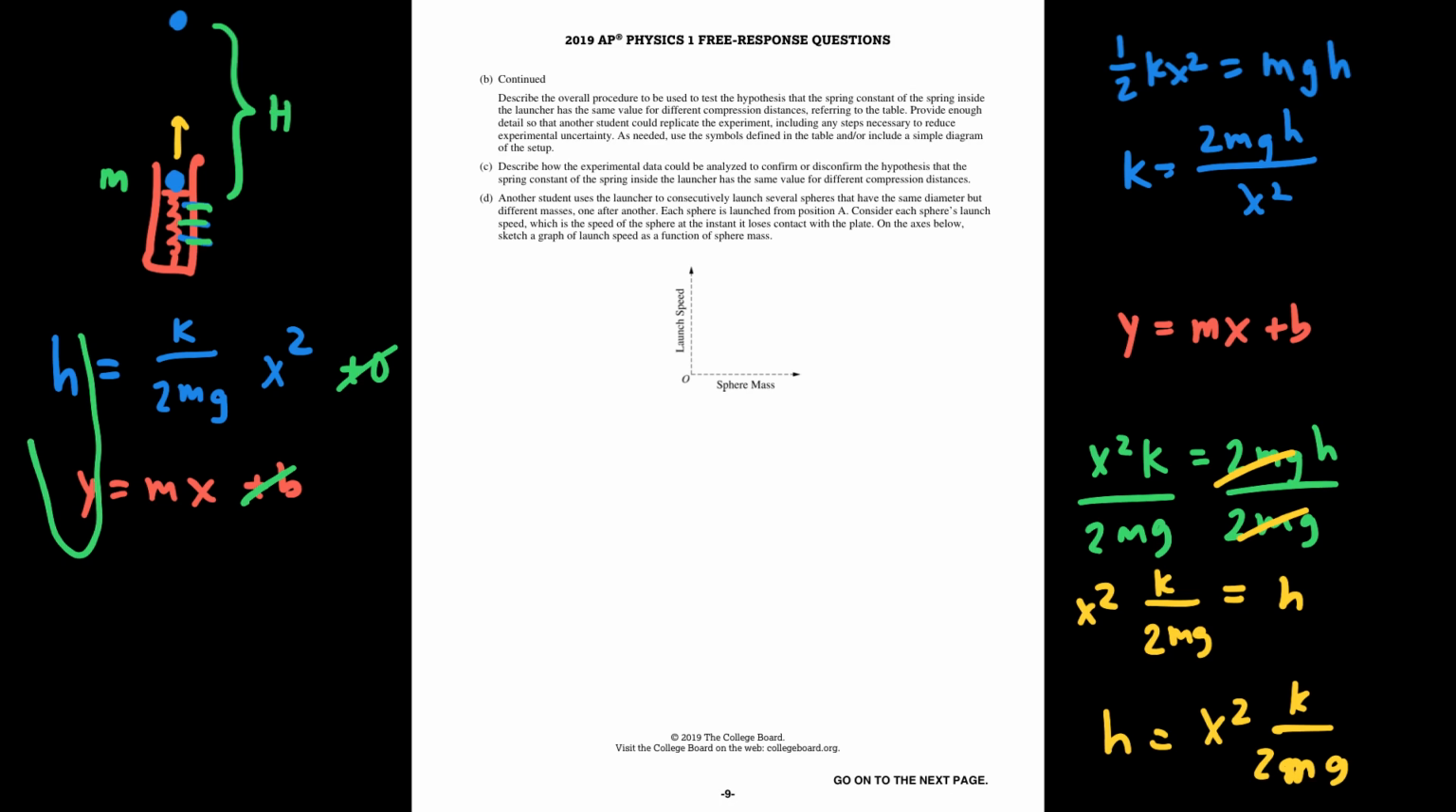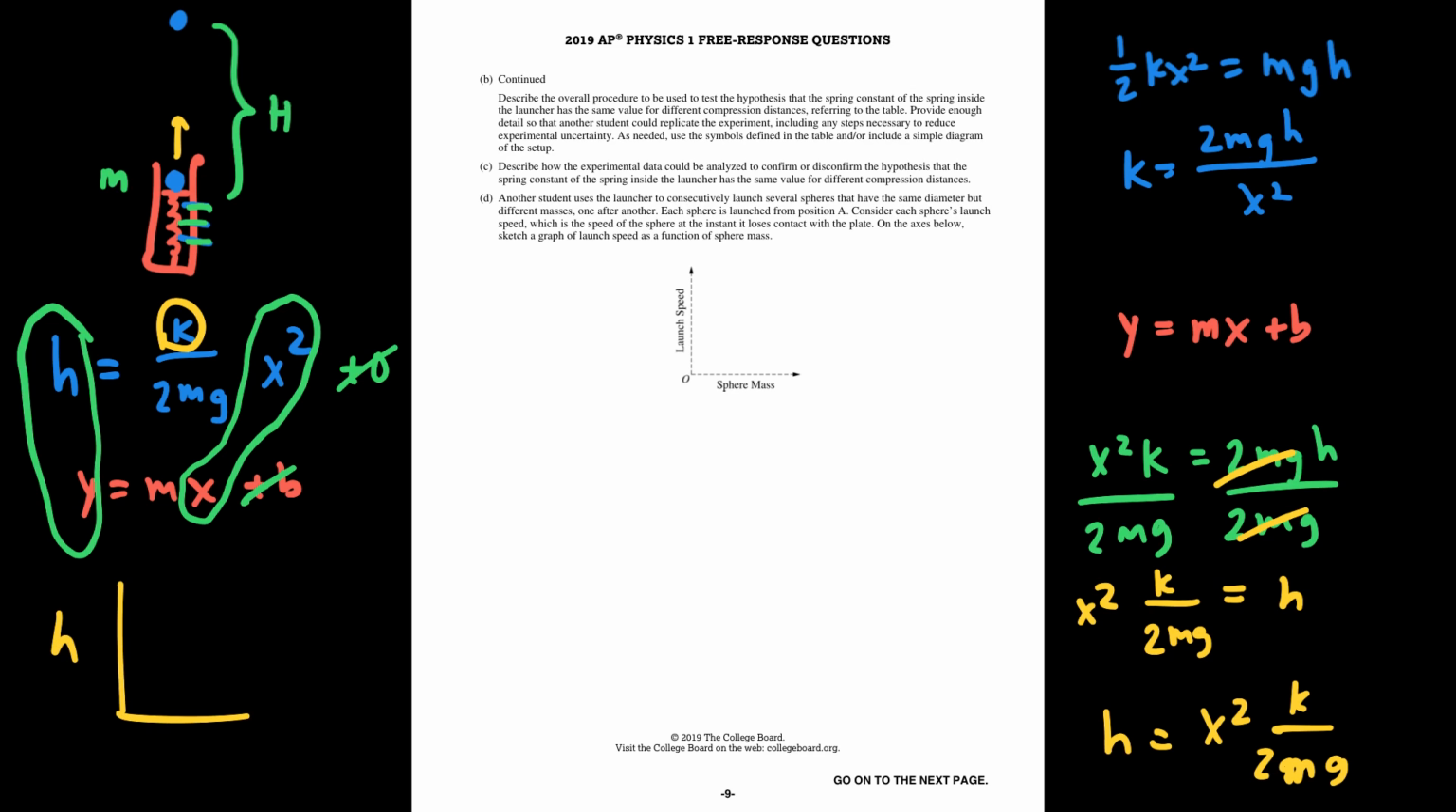Secondly, if I make a graph of height versus x squared, then the slope of that graph should be equal to k divided by 2mg. And k is supposed to be a constant, m is certainly a constant, and g is a constant. So the only thing that could vary in the slope is the spring constant, depending on whether the student's hypothesis is correct or not. And so if I made a graph of h versus x squared, plotting h on the y-axis and x squared on the x-axis, then if the student's hypothesis is correct, we should get a straight line that has a slope of k divided by 2mg.